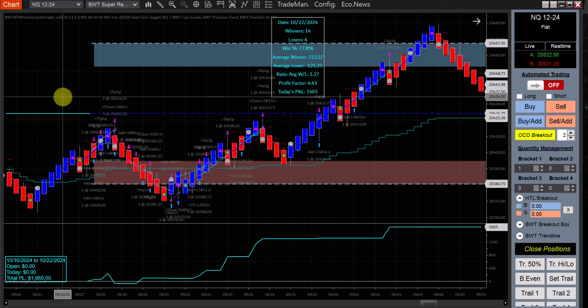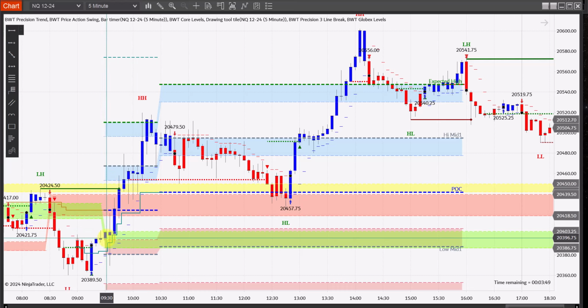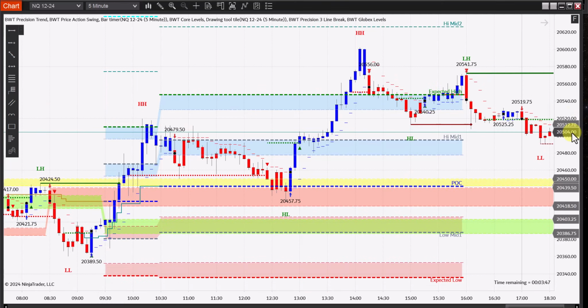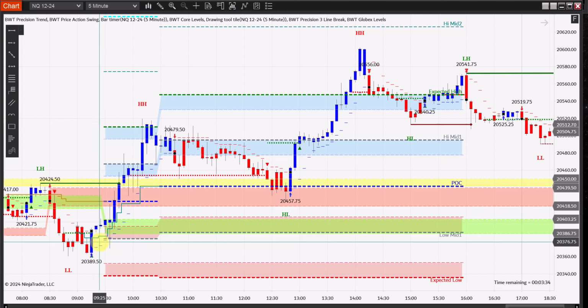Those are plotted in advance before the open of the market, and I want to give you an example of that right now. So in our trade room, we typically show the core levels, which are these shaded areas. This is kind of like supply and demand zones, but much, much, much better. And the BWT trend bars also give excellent guidance as to your buy and sell areas.